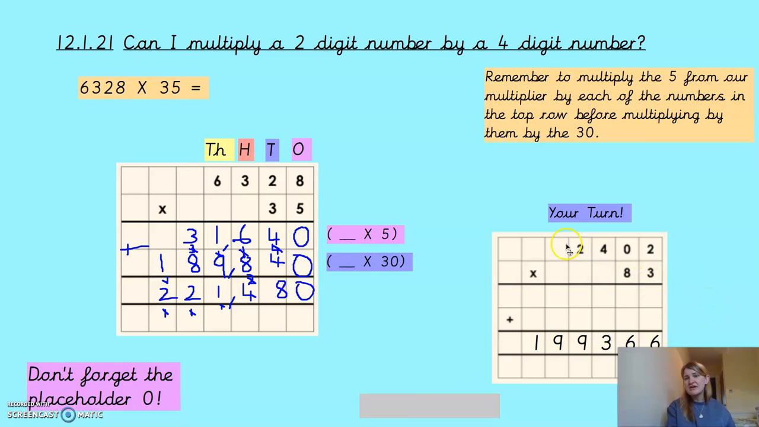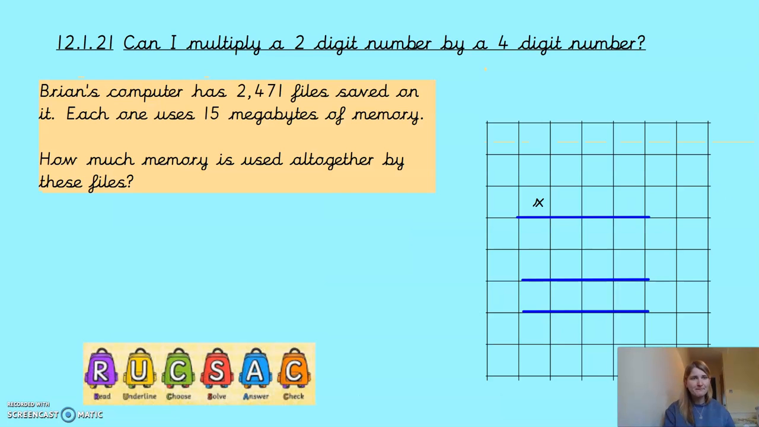If you got anything different, check. Did you do 3 times 2,402, 80 times 2,402? And did you remember that placeholder? Okay, if you're not sure, drop me an email.